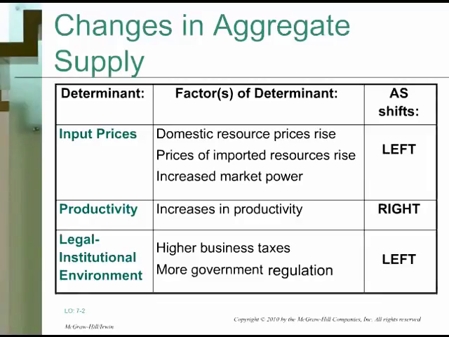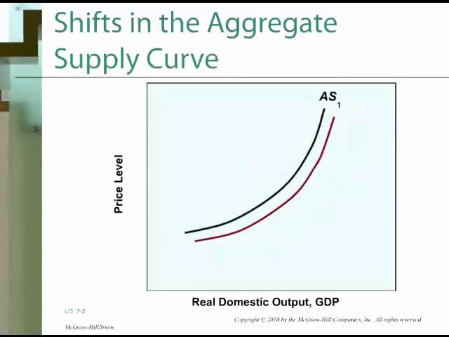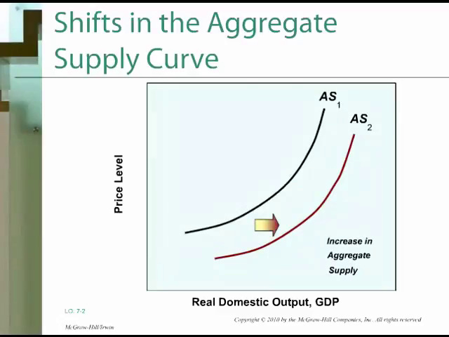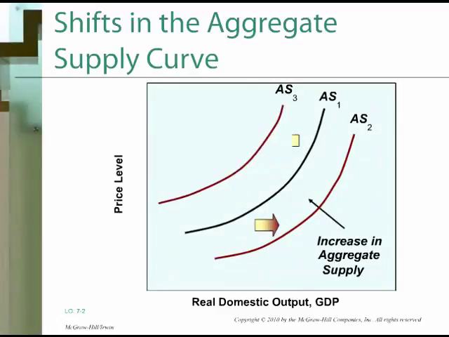Factors such as the prices of domestic and foreign resources and market power determine input prices. When these rise, aggregate supply falls, and the AS curve shifts to the left. When productivity increases, so does aggregate supply, and the AS curve shifts to the right. When taxes go up or there is more government regulation, aggregate supply falls and the AS curve shifts to the left. Increases in aggregate supply correspond to the shifts of the AS curve to the right, while decreases in aggregate supply shift the AS curve to the left.